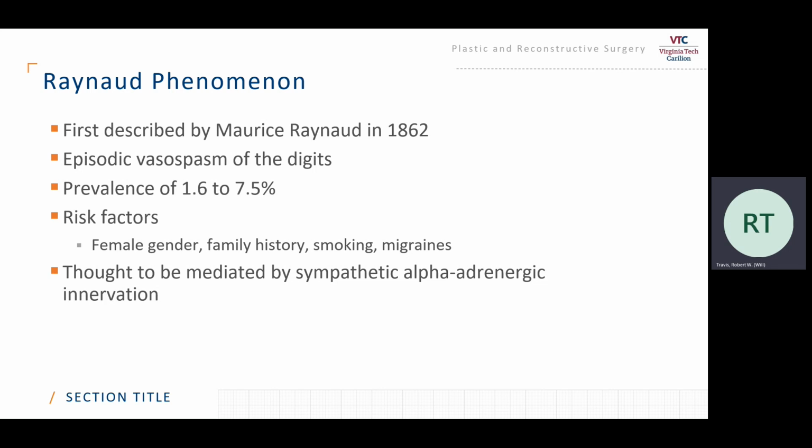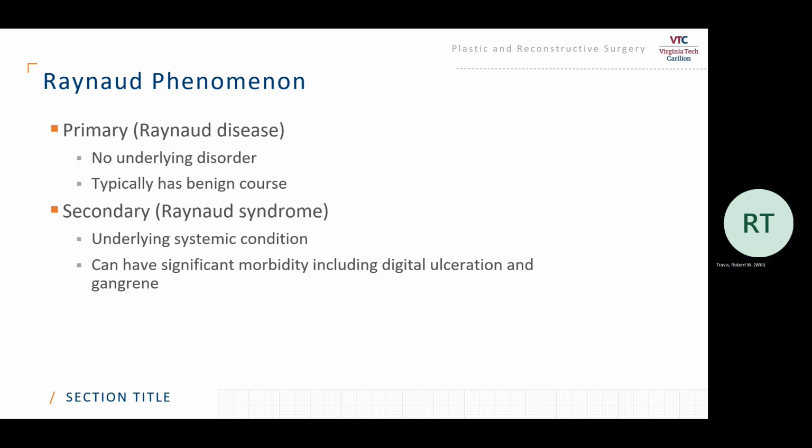It's thought to be mediated by sympathetic alpha adrenergic innervation and exacerbated by endothelial cell dysfunction, including increased endothelin 1 activity and decreased nitric oxide activity. You can have primary Raynaud's or Raynaud disease, or secondary Raynaud's, Raynaud syndrome. Primary, there's no underlying disorder. This is vasospasm alone. This typically has a benign course. Secondary Raynaud's is related to an underlying systemic condition, and this can have significant morbidity, including digital ulceration and gangrene.